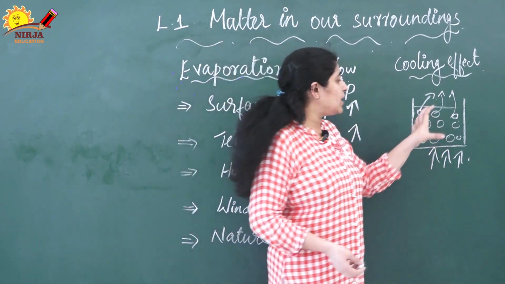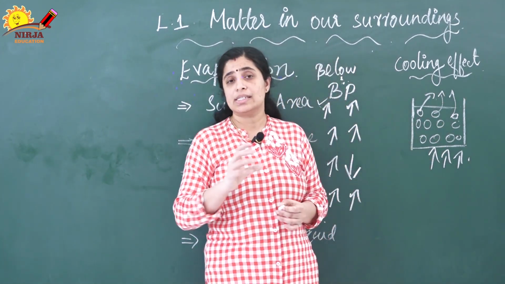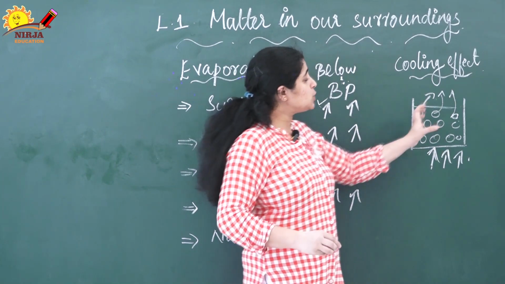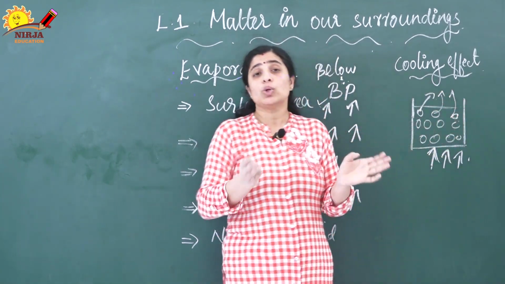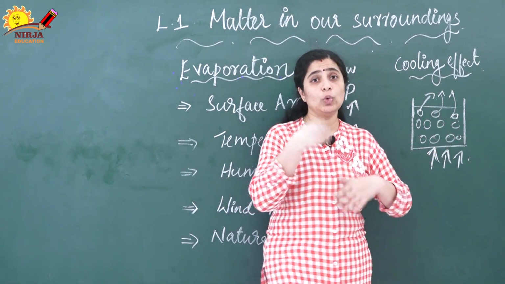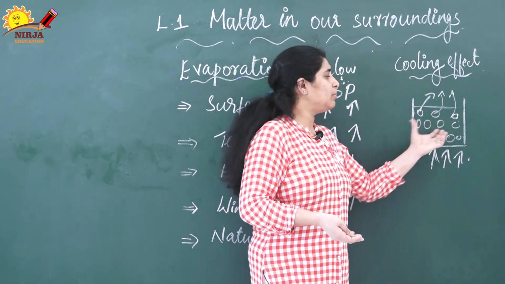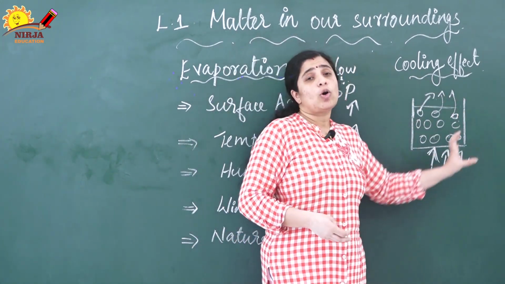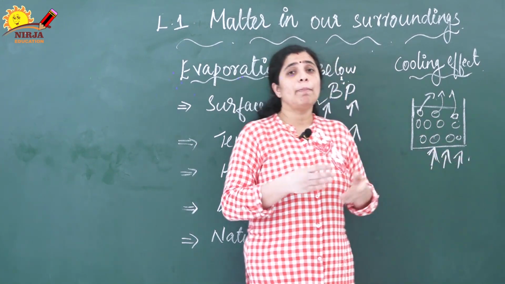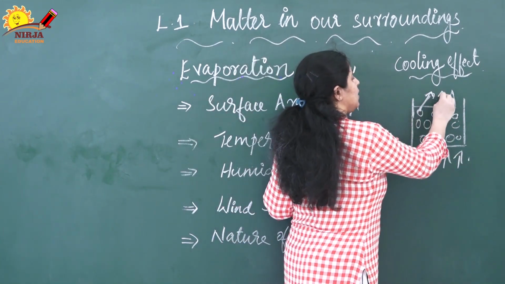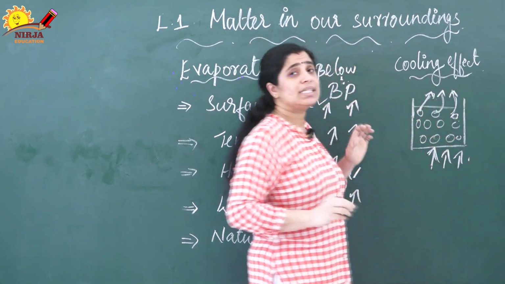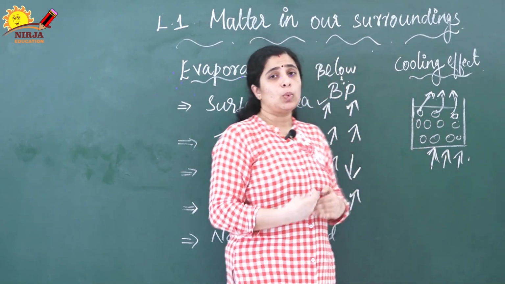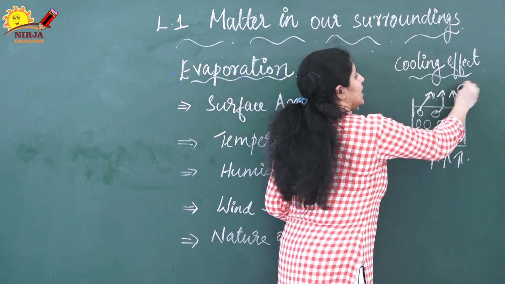I already told you that evaporation is a surface phenomenon. When we are providing heat, these particles are getting kinetic energy. So there is a competition between these particles as to who will escape first, because everyone likes freedom. The particles at the surface will escape first. So the average kinetic energy of the system is decreasing. Why? Some of the particles are outside the system.